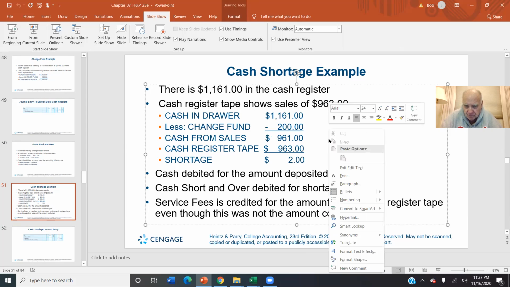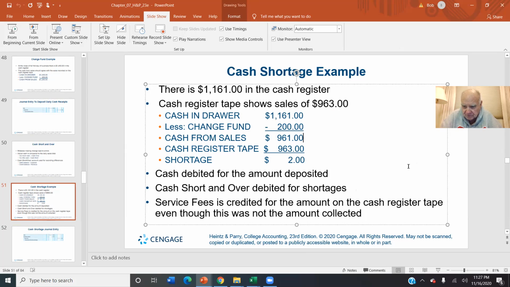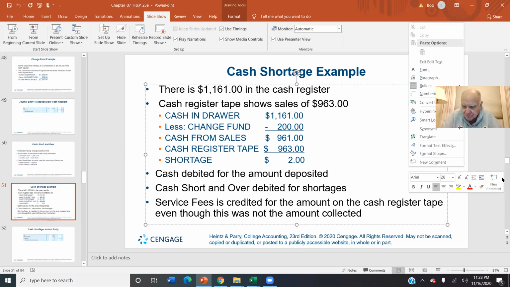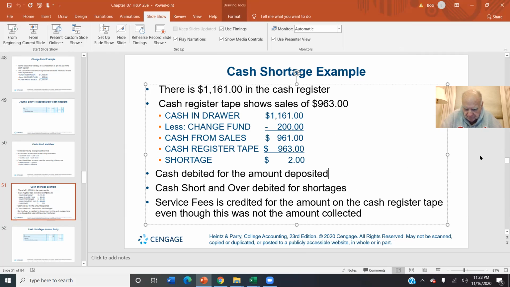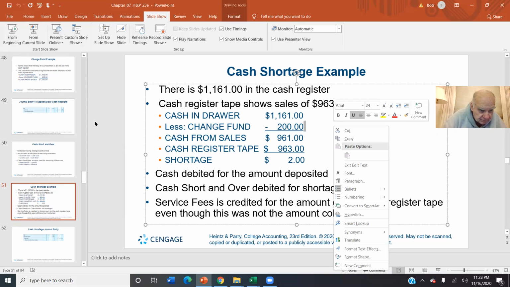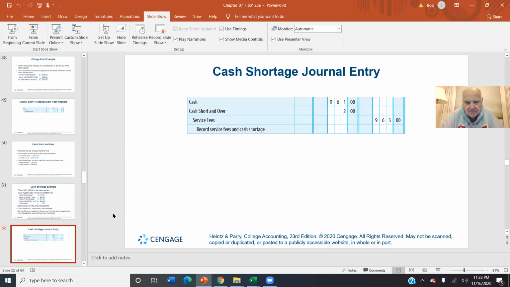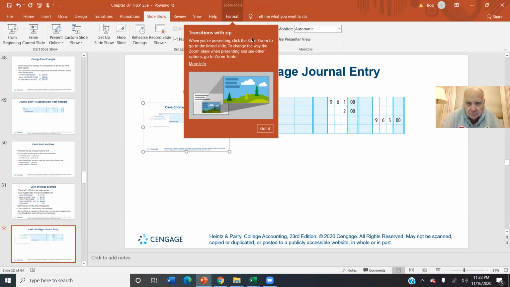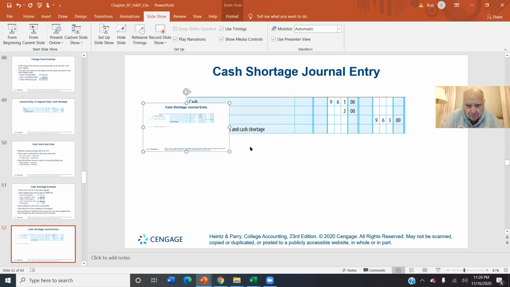So let's just take a look at our journal entry here if I get this thing to snap out of its funk. Oh, now I'm getting mad. All right, we do it the cash shortage. Here it is. We'll do it the hard way. There we go. There's your journal entry.